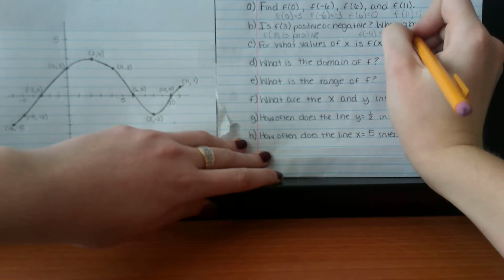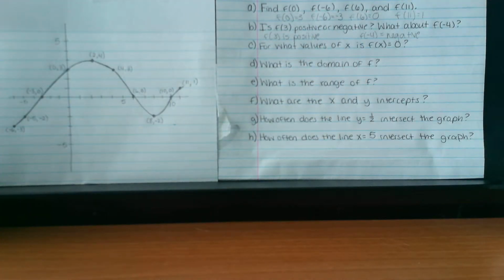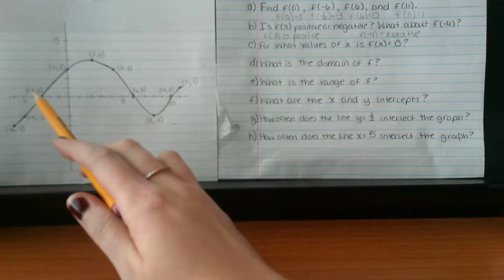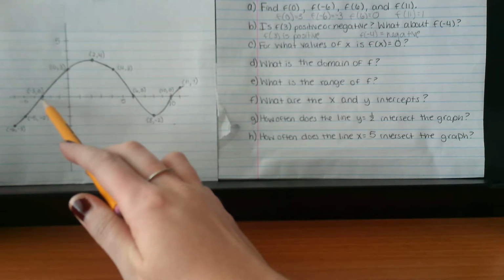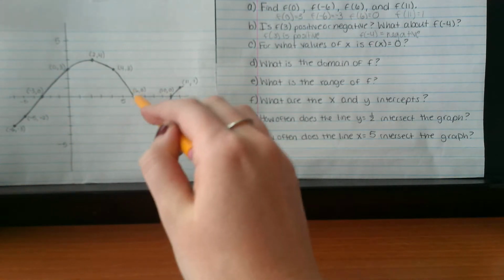Alright, next we're asked for what values of x is f(x) equal to 0. So here we just look at which x values belong with a y value of 0. So it's sort of the inverse of what we were doing before. We're looking for any y values that are equal to 0 and which corresponding x values belong with those. So if we're just looking at our graph, we can see that there's a point that has a y value of 0, here and here.